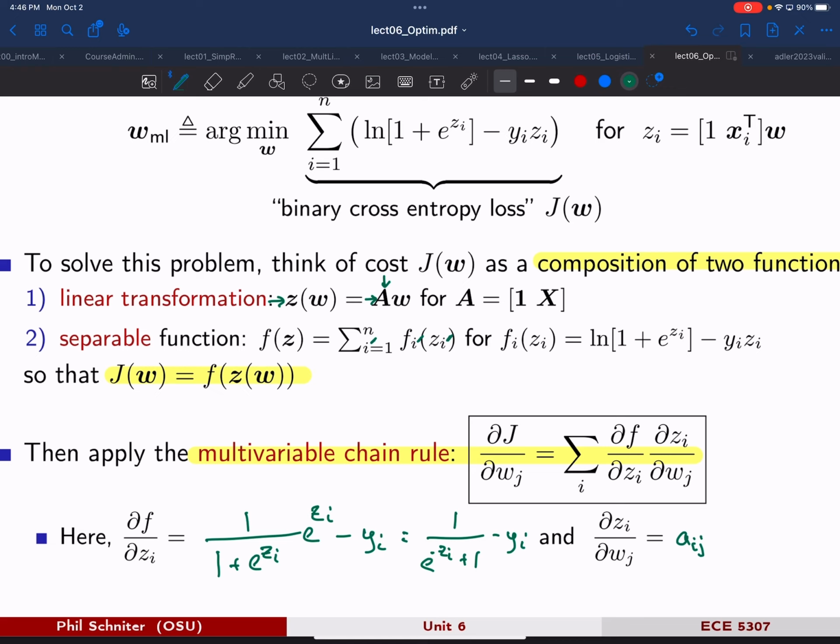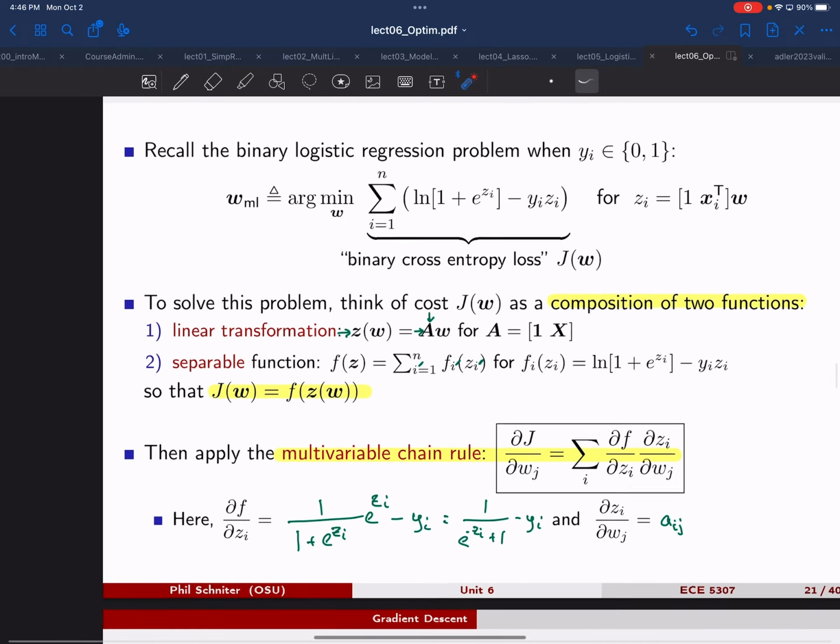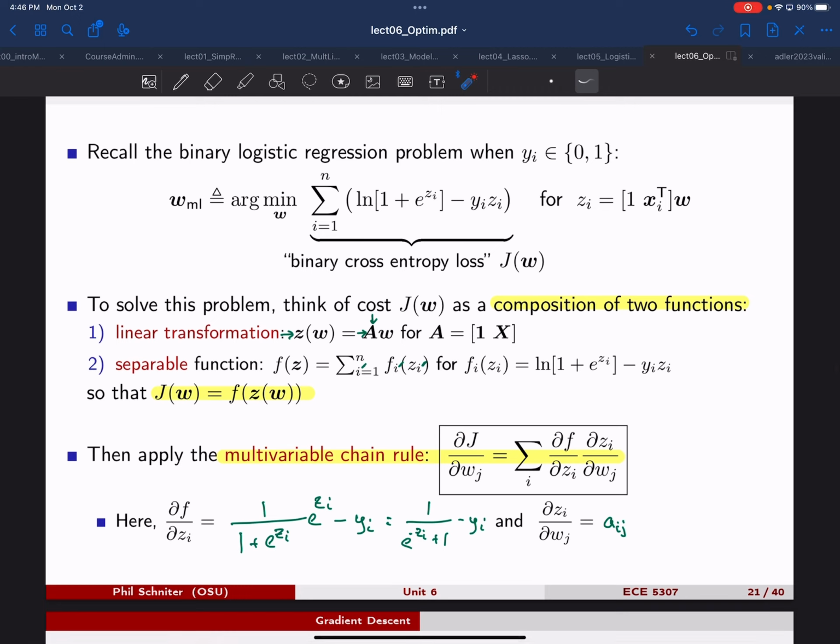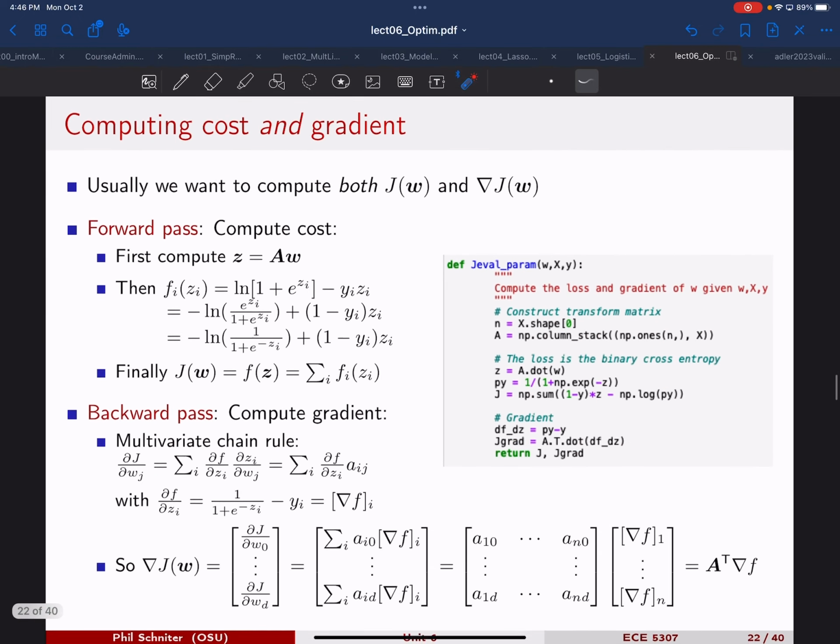Okay, so those are the ingredients of the multivariate chain rule, and so that's, you know, most of the work is done. The thing to do next is try to come up with an efficient implementation of this in Python where we're not repeating a lot of unnecessary steps. Any questions on these derivations? Okay, so let's move to the next page.